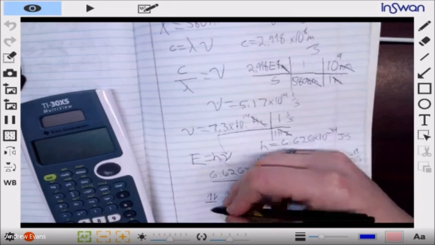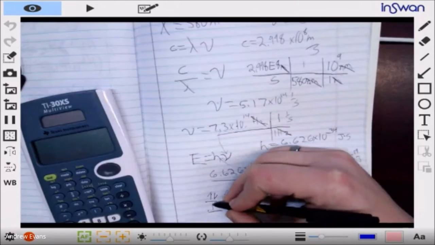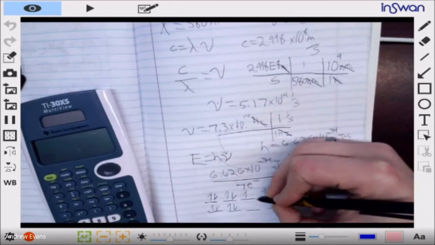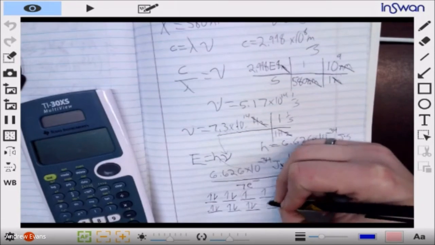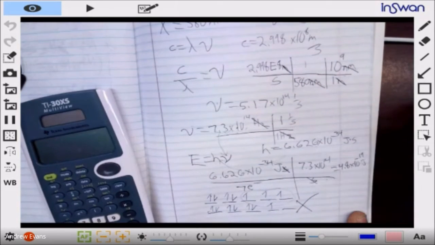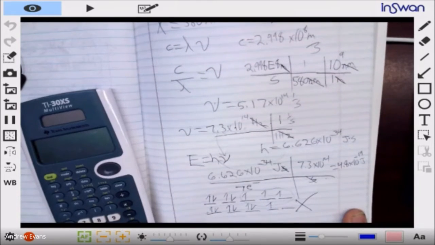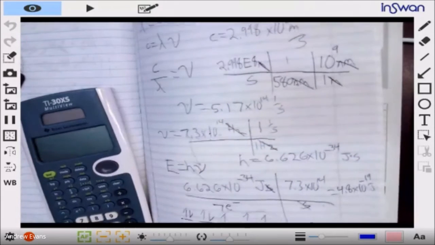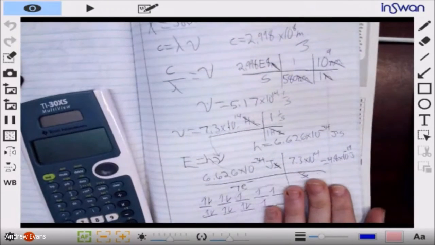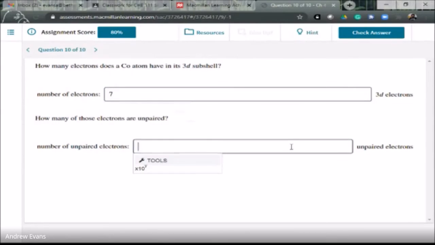I could have done this, and this would have been wrong. I could have done 1, 2, 3, 4, 5, 6, 7. That would have been wrong. So we want to fill in one orbital each before we start pairing. So the last question: the number of unpaired electrons is 3.